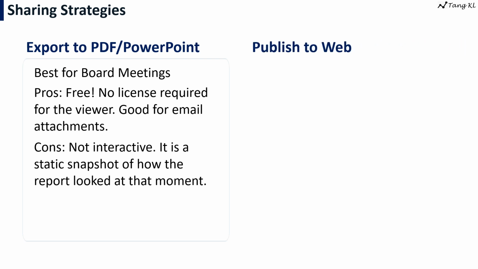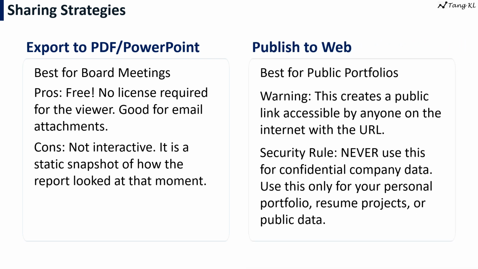The second option is publish to web. This creates a public link that anyone on the internet can access. It is best suited for public portfolios, resume projects, or open datasets. There is a strict security rule here. Publish to web should never be used for confidential or internal company data. Once published, the data is fully public and cannot be restricted.